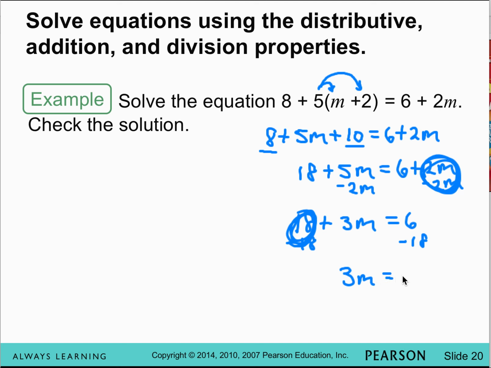3m equals negative 12. Undo whatever's being multiplied to your variable. So m equals negative 4.